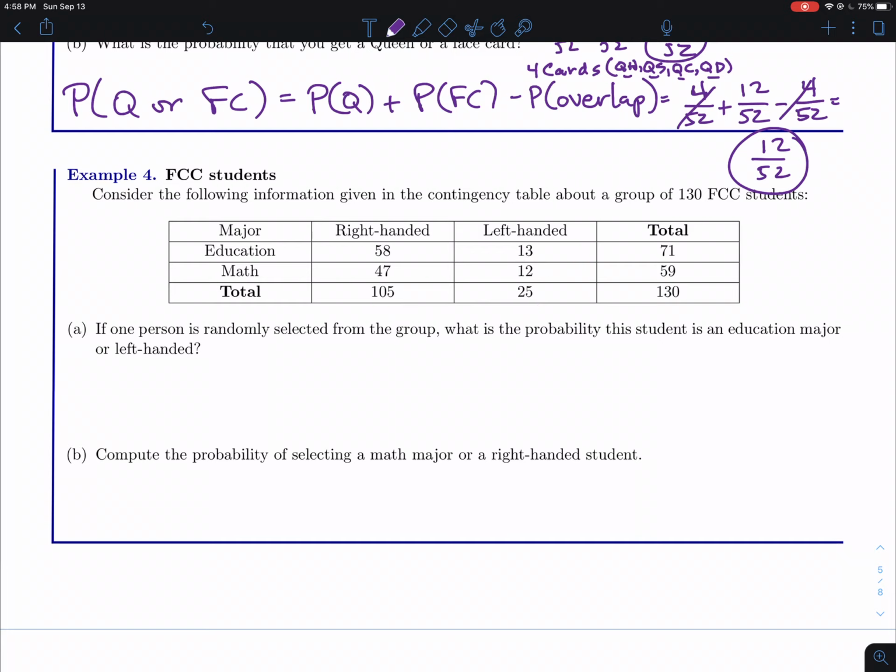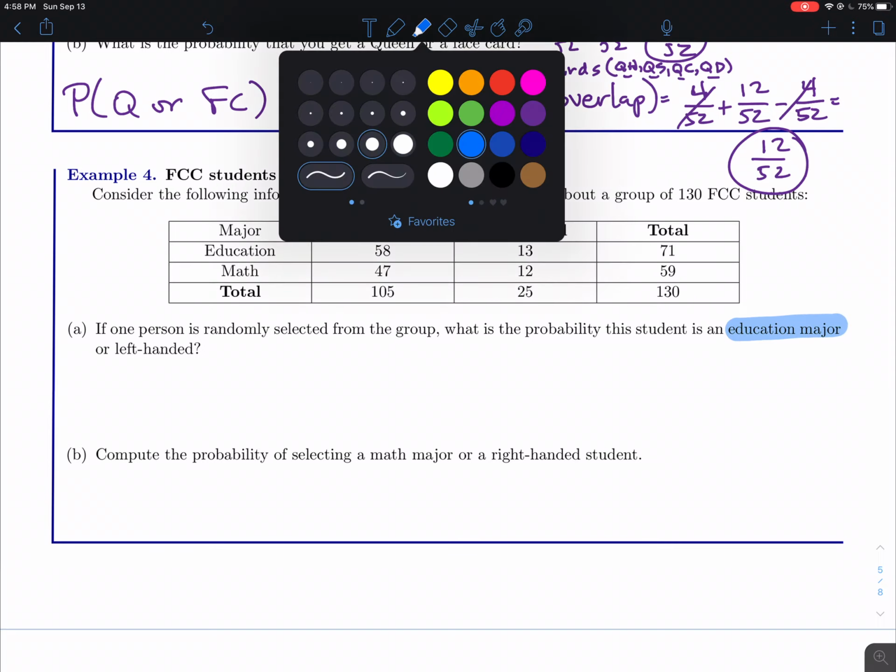And so the goal is we want to use kind of that same idea. Again, I'm going to draw pictures so I can see what overlap is there, so I can see what I may have to subtract out, if I have to subtract anything at all. So if one person is randomly selected from the group, what's the probability that this student is an education major or left-handed?